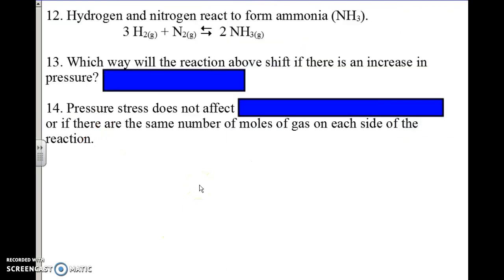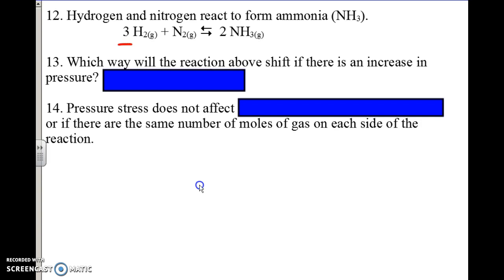Number 12, hydrogen and nitrogen react to form ammonia. Which way will the reaction have to shift if there is an increase in pressure? Take a minute and really think about this problem before you just watch what's going on. Well, when we deal with pressures, we're only dealing with gas molecules. The rest of the items, whether it be solid, liquid, or aqueous, are not going to be involved with pressures. So when it deals with pressures, we count up how many gas molecules or atoms we have on each side.